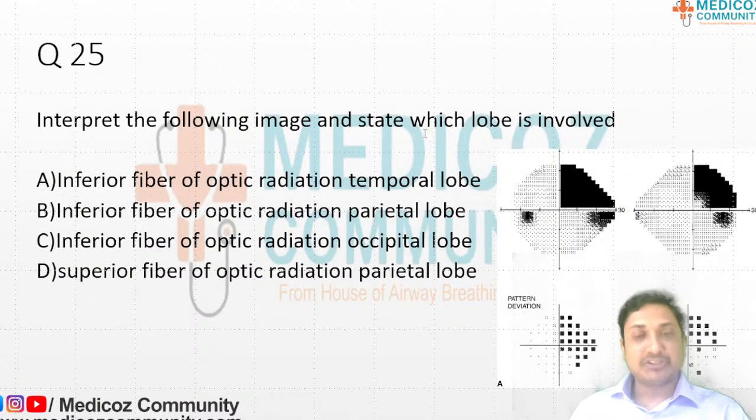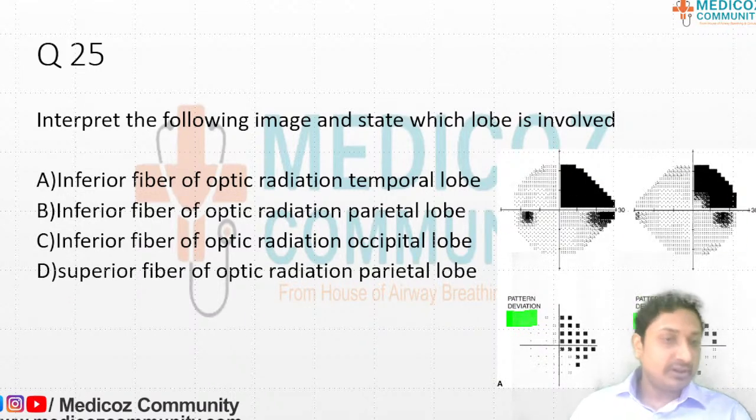Interpret the following image. So this is an image based question, and state which lobe of the brain is involved. So what have we been given here? This is a perimetry charting showing a quadrantic sectoral defect. We have been given the pattern deviation also corresponding to the same. That means the patient has a quadrantic superior defect.